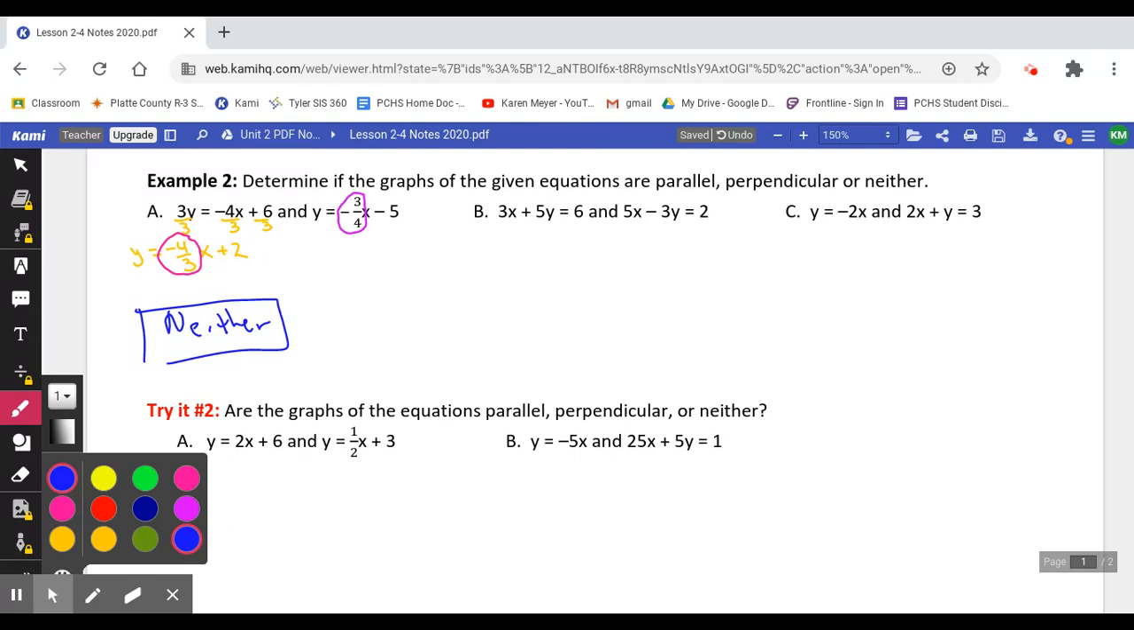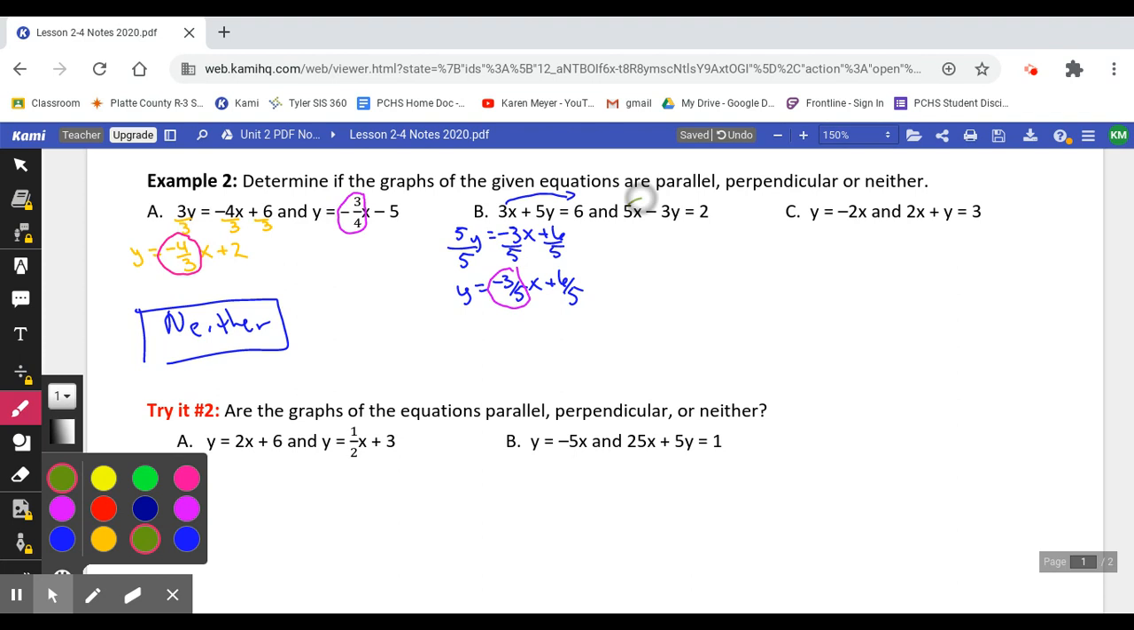Okay, on B, I have to do some work to put these in slope-intercept form. So the first thing I have to do is take the x and move it over. And remember, when you move it over, it switches the sign, so it becomes negative 3x. And then I have to divide by the 5 in front of the y. So I have y equals negative 3/5 x plus 6/5. But I'm only concerned about the slope, so I'll circle that, which is negative 3/5.